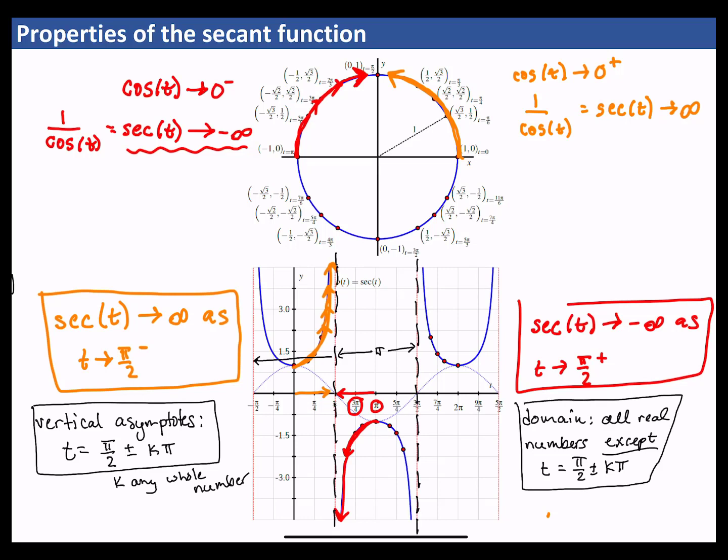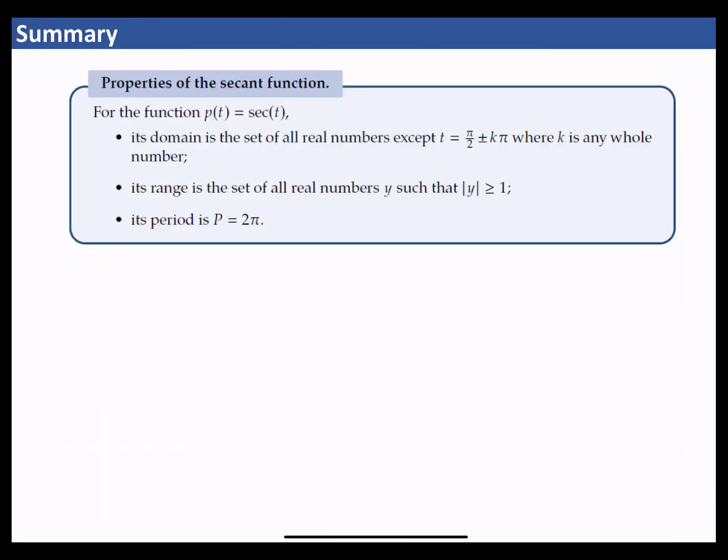Lastly, we notice that the range of the secant function is all real numbers y, such that y is less than or equal to -1 for the concave down branches, or y is greater than or equal to 1 for the concave up branches. Another way to write this would be all y such that the absolute value of y is greater than or equal to 1. And we can also see in the graph and in the table that the secant of t has a period of every 2 pi.